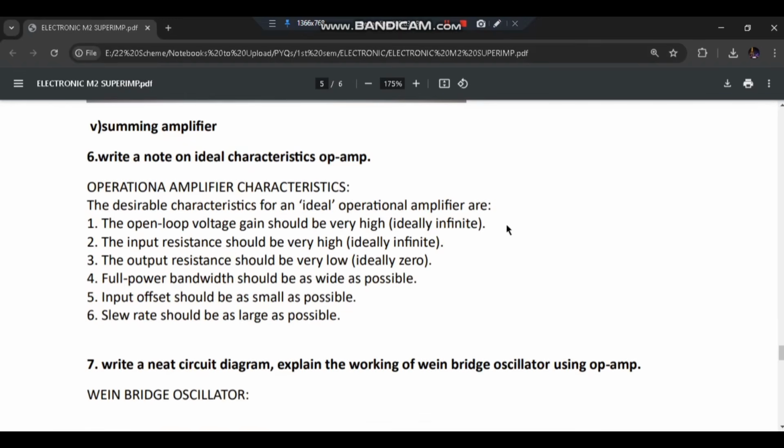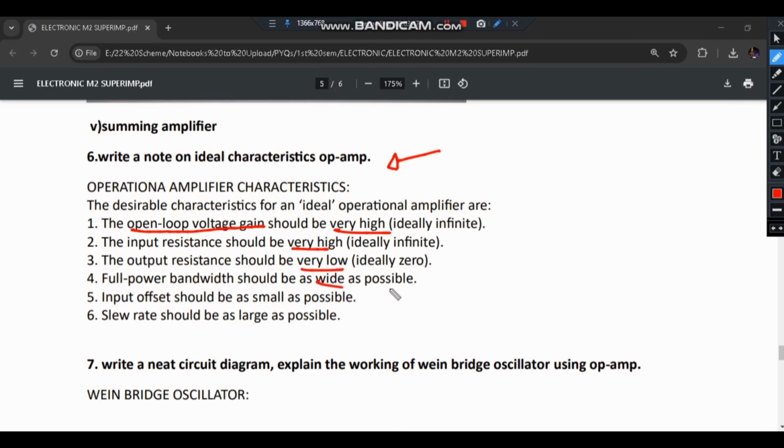Next is write a note on ideal characteristics of op amp. This is also a very super important question. There are 6 characteristics of an ideal op amp. First, the output open loop voltage gain should be very high. Input resistance should be high and output resistance should be low. The voltage you are going to get from it should be very high, input resistance very high and output resistance very low.